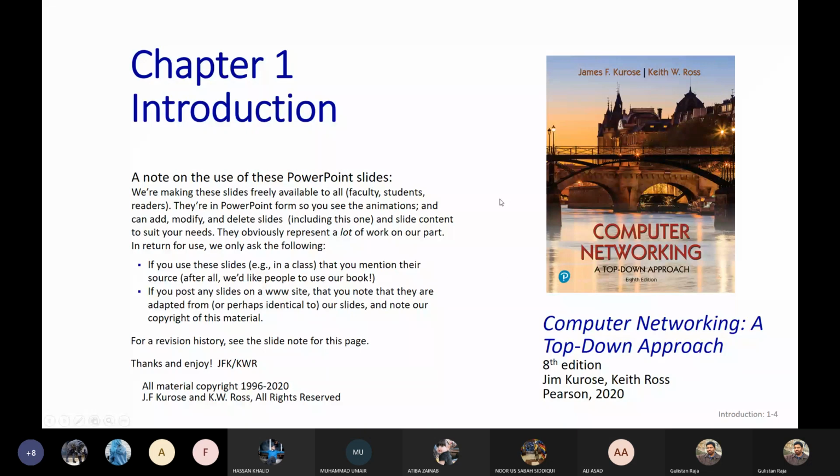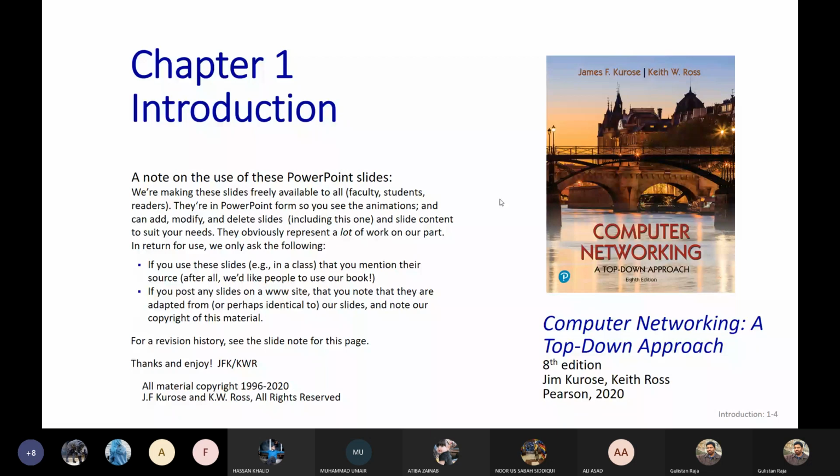I hope everyone is viewing this slide, and this is just a book snapshot on the right side. Copyright is to the authors, because they have allowed it for use in the classroom, and I have made a little bit of changes in it, adapted it accordingly. So okay, let's start with chapter 1.